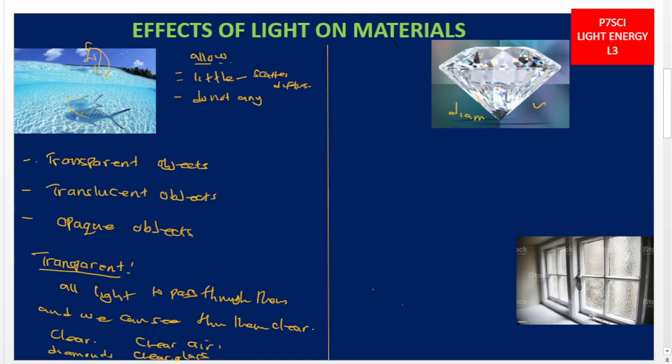That's why the glass envelopes of the electric bulbs are made out of glass, because glass is transparent to allow light to pass through it. So those are transparent materials.